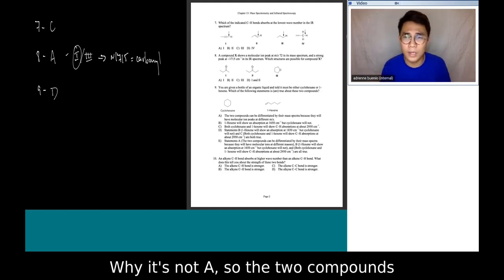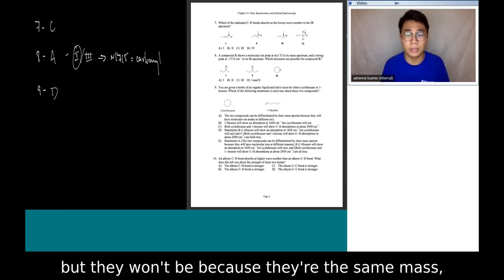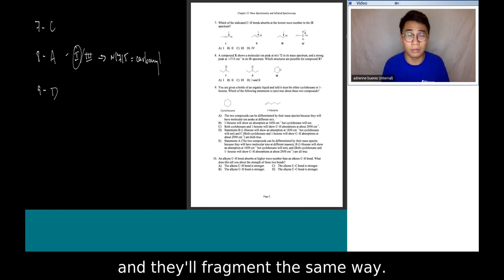What about why is it not A? So the two compounds can be differentiated with their mass spec, but they won't be because they're the same mass and they'll fragment the same way, right?